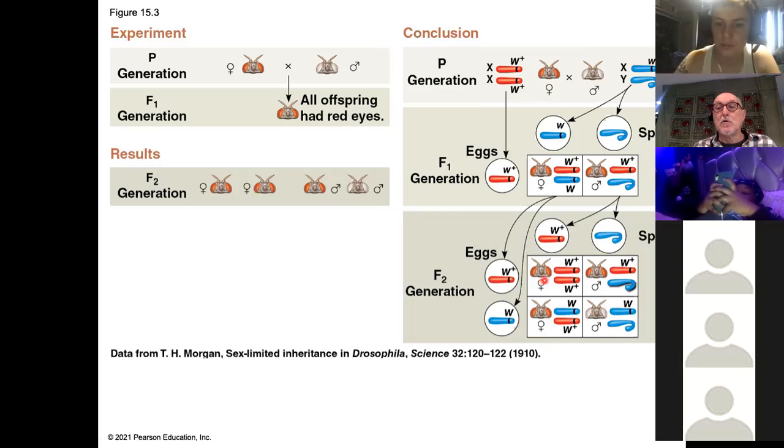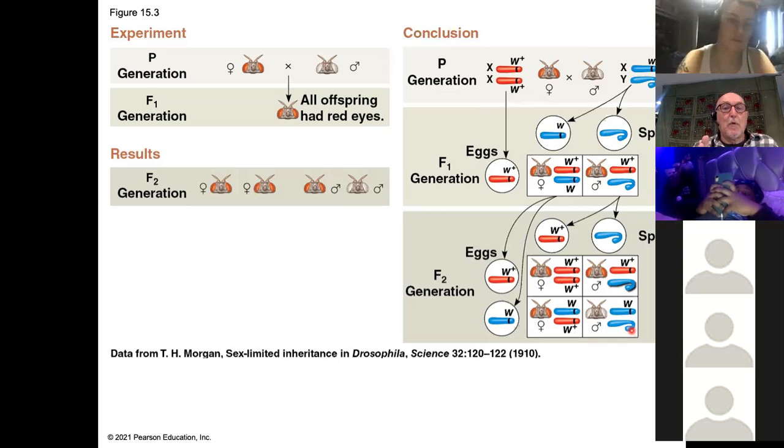We got 1, 2, 3 red-eyed to 1 white-eyed. We've got 50% female, XX, XX, 50% male, XY, XY. And half of the males are going to be red-eyed, half of them are going to be white-eyed.